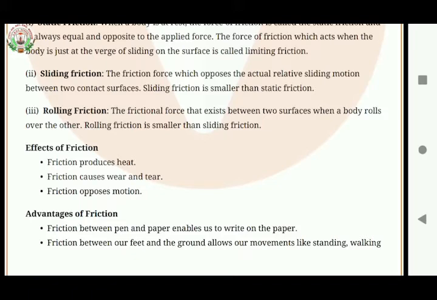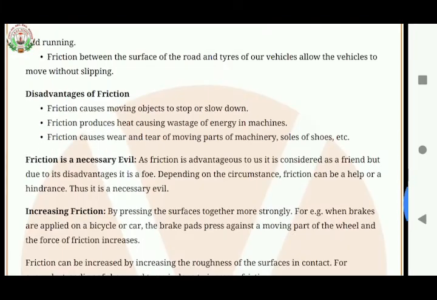Now let us see what are the advantages of friction. Friction between pen and paper enables us to write on the paper. Friction between our feet and the ground allows our movements like standing, walking, and running. Friction between the surface of the road and the tires of our vehicles allows the vehicles to move without slipping.